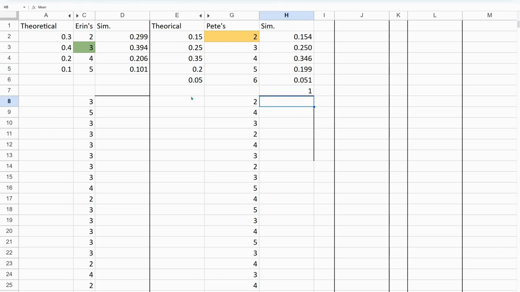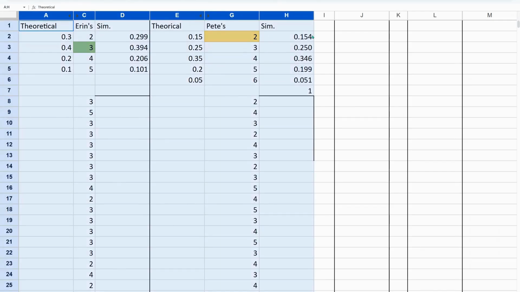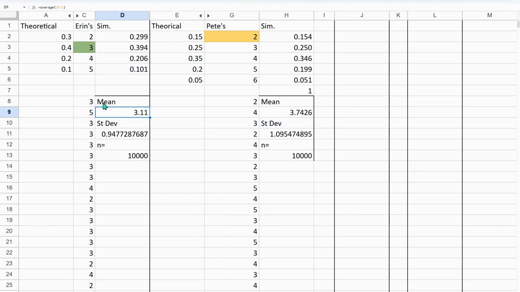And we could, from there, calculate the means and the standard deviations of each of these. So here, thousands of 10,000 random draws, and we ended up right around what Aaron expected, 3.1. 10,000 random draws for Pete, and we ended up somewhere right around that 3.75. And those standard deviations are also really, really close.